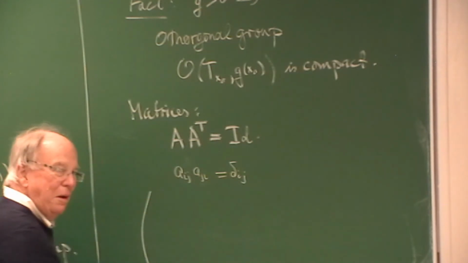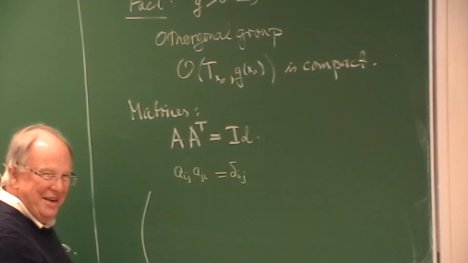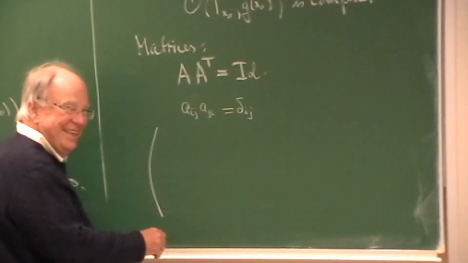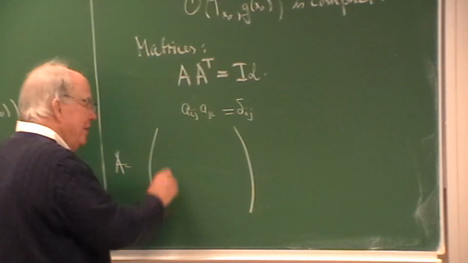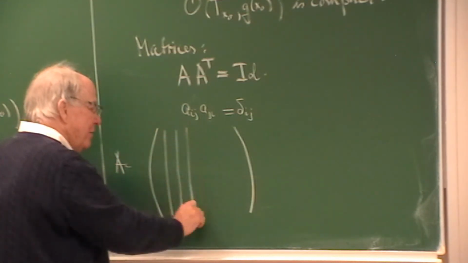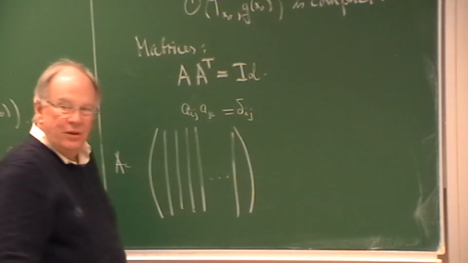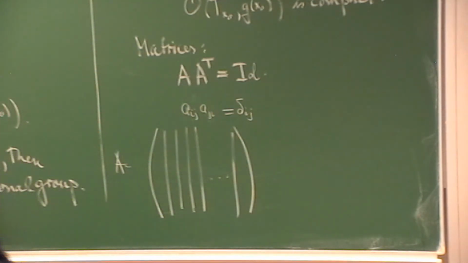Just to make sure you're thinking, if you have a matrix A which is in the orthogonal group, and you have this column, and this column, and this column, what is the condition that it's in the orthogonal group? The condition, and you use it all the time with Gram-Schmidt, is that this is an orthonormal basis. The column vectors. This means each vector has length 1 and is perpendicular to the other vectors.